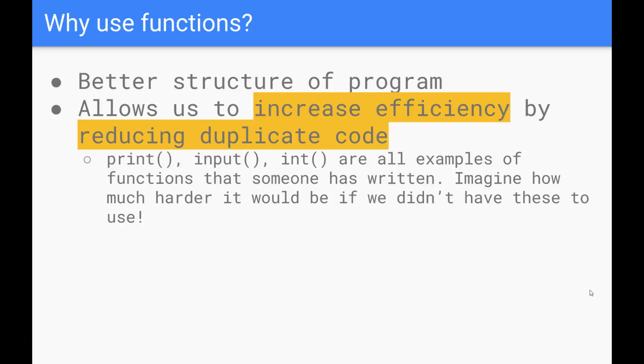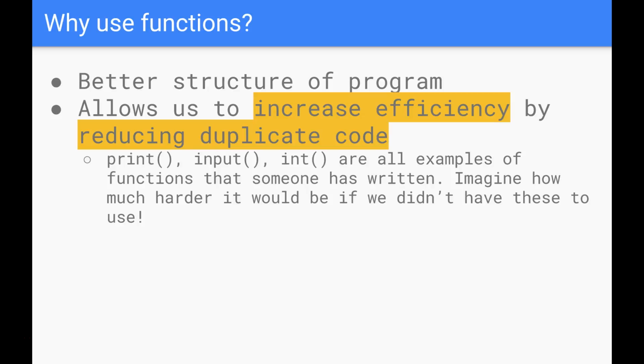So why do we use functions? It enables us to improve the structure of our program, and it also allows us to make our programs more efficient by reducing and eliminating duplicate code. For example, we've used print, input, int, many other functions in our Python programming. Those are functions other people have written previously, and it would be really complex and time consuming if we wanted to code those individually every time.